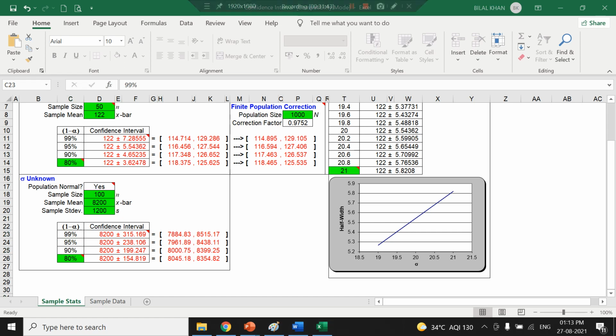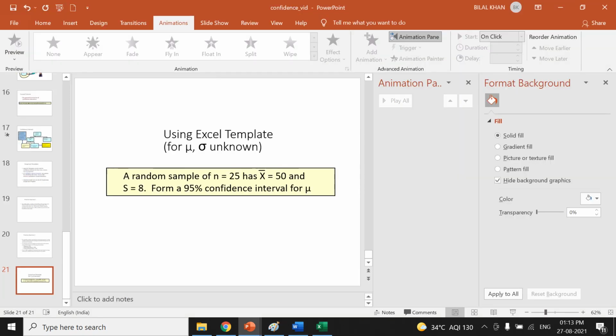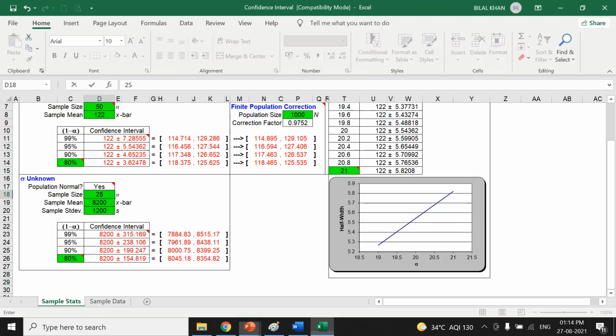So this is an example which we have seen. So let's look at this. Our random sample is of n is 25, x is 50, and sample standard deviation is 8. We have to compute a 95% confidence. So n is 25, x is 50, and this is 8. So we'll go to our template, 25, 50, and standard deviation is 8. So as soon as we put these values, we get the confidence interval.